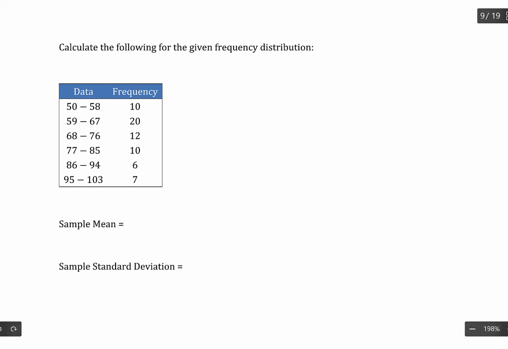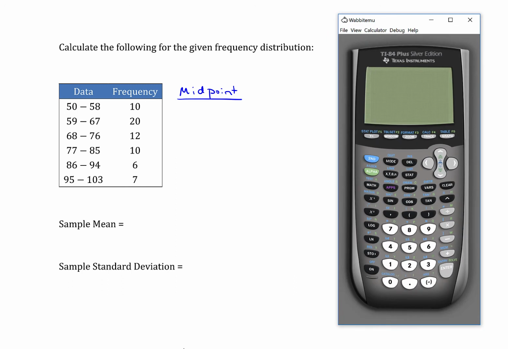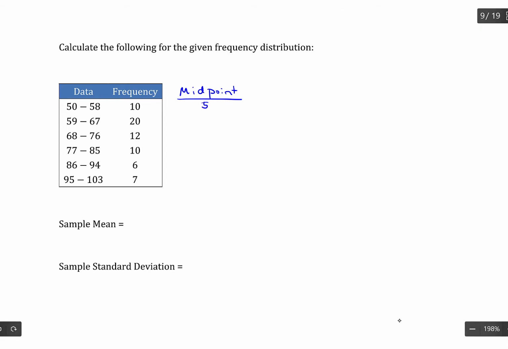So what we have to do is change this data into something that is meaningful but quantitative. And the thing that we use is the midpoint. The midpoint of the class represents the class very well and is quantitative. If I take the midpoint of my first class, it's just the average of the lower class limit and upper class limit. So we just add them together and divide by 2. So the midpoint of the first class is 54.